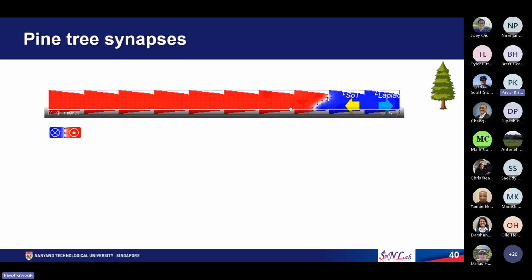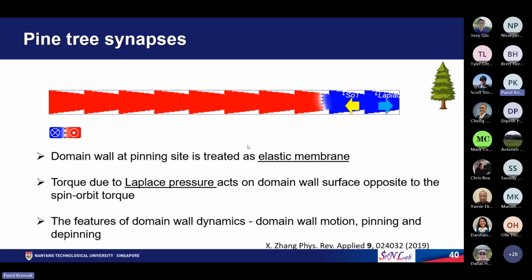And the white region here is the domain wall. And you can see that it behaves like a membrane. You can actually treat the domain wall in these pinning sites as an elastic membrane, and they have the Laplace pressure. To understand the Laplace pressure, you can consider an analogy of a balloon.